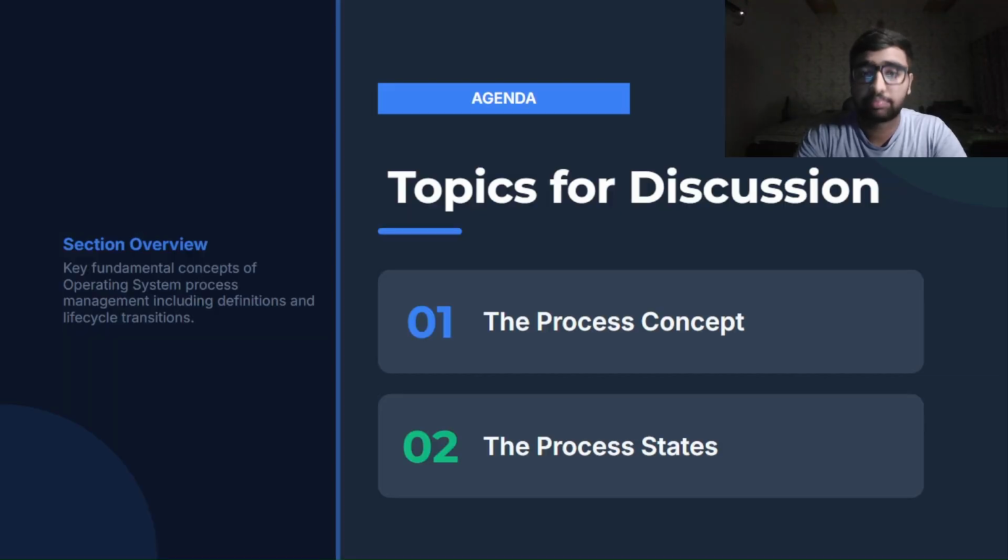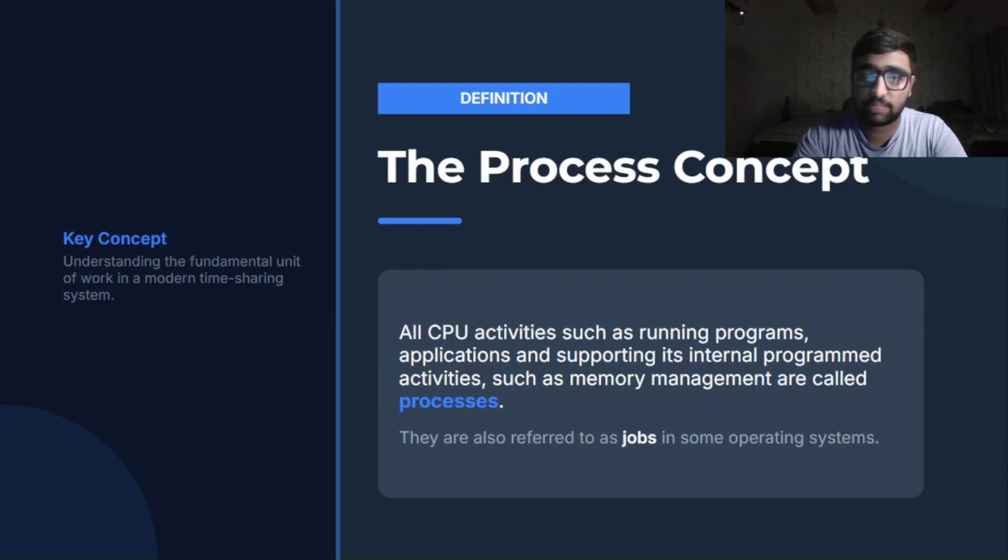So let's start. Today's topics for discussion are the process concept, where we are going to look at what a process is, how it executes, and what the difference between a process and a program is. Then we are going to look at the possible states a process can have and the complete life cycle of a process. First, let's start with the process concept where we define what a process is.